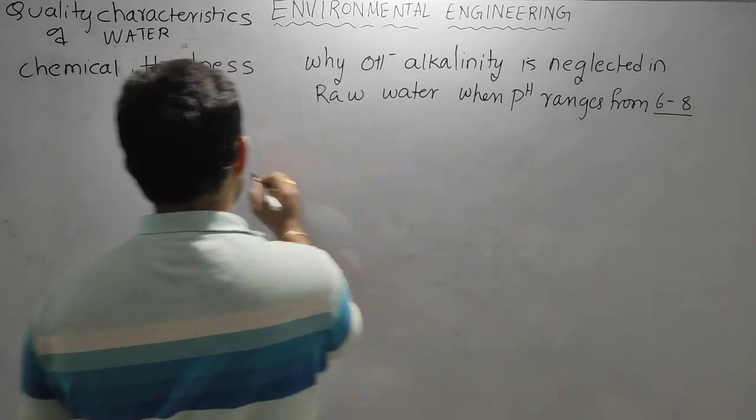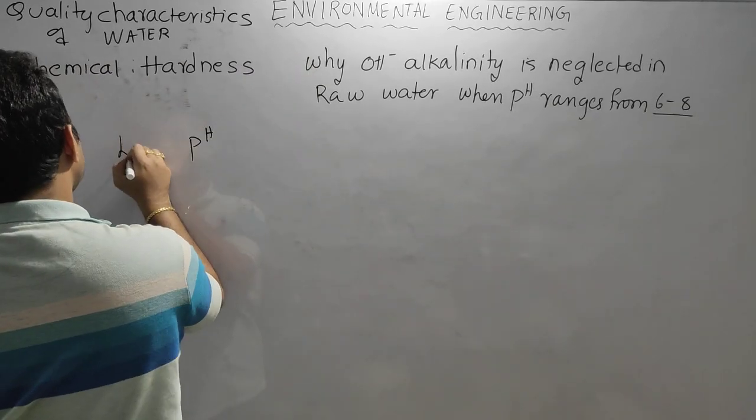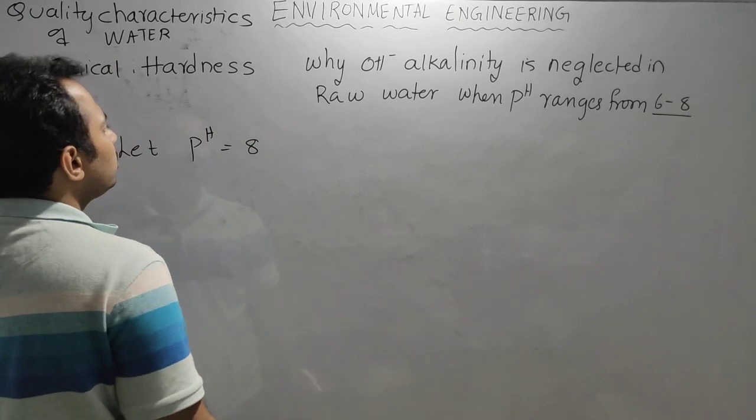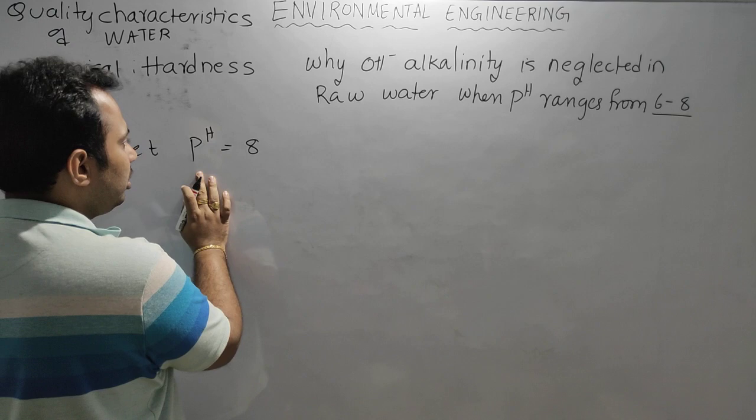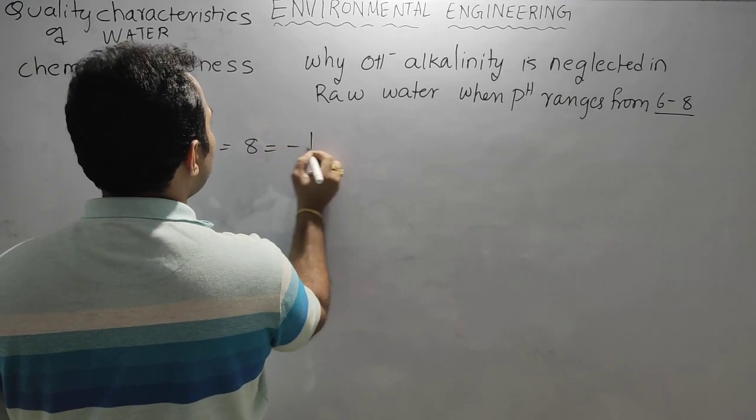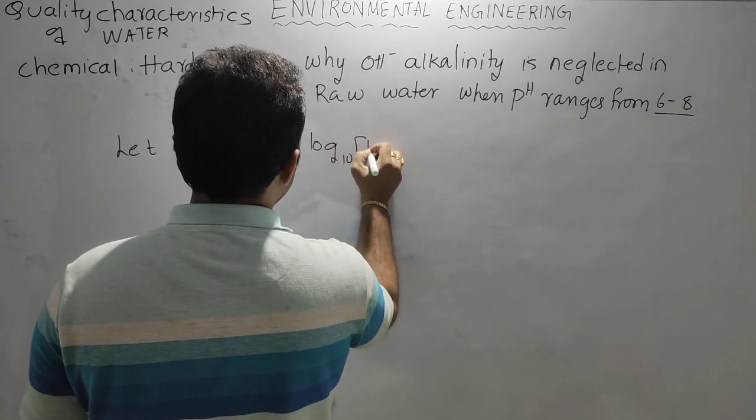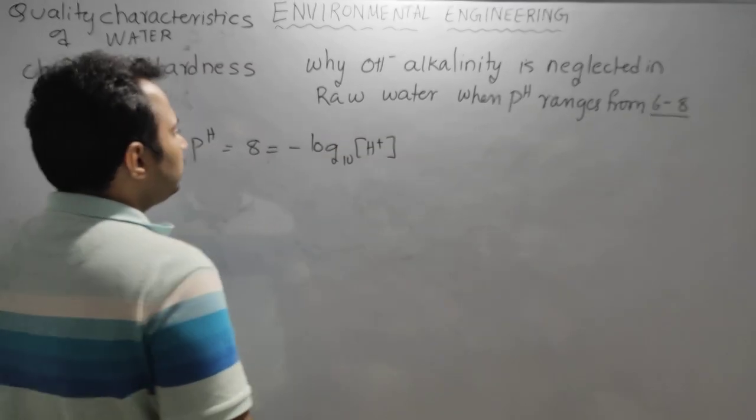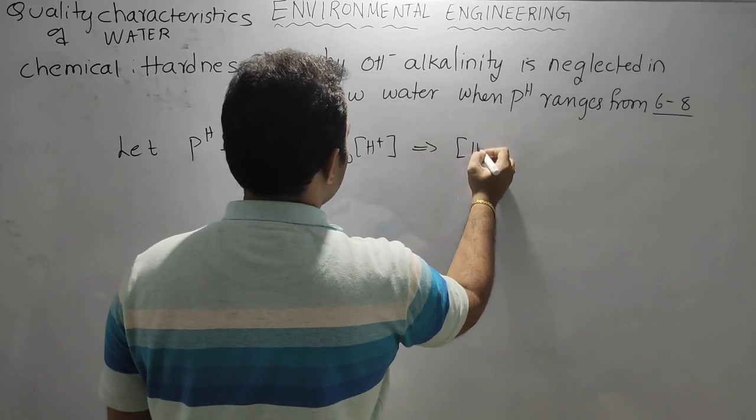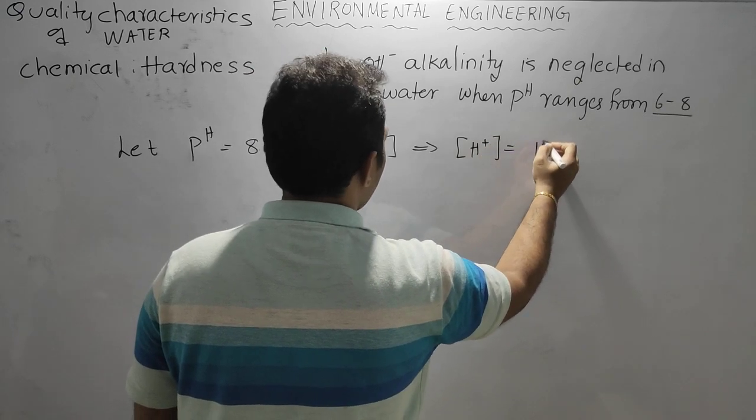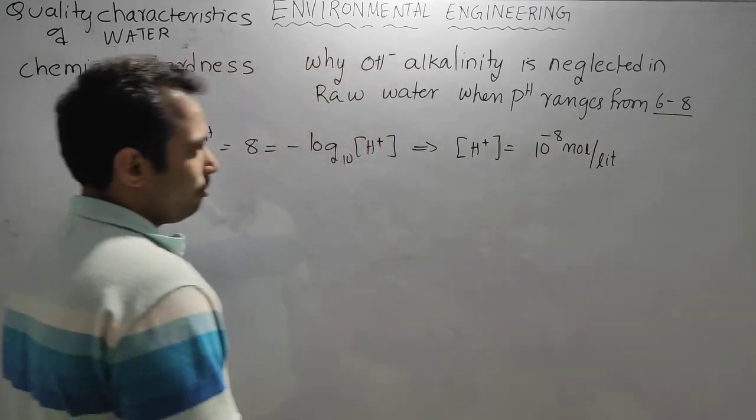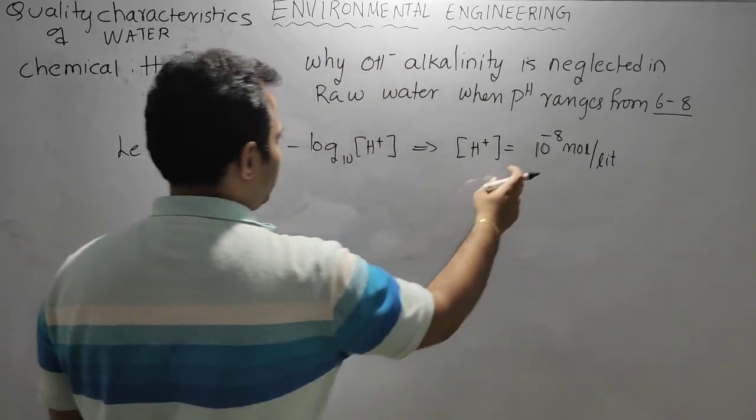So let us take the pH as 8. Let pH be equal to 8. pH equal to 8 means what is the H plus ion concentration here? pH is equal to minus log base 10 of H plus ion concentration, right? So that implies H plus ion concentration is nothing but 10 to the power of minus 8 mole per liter. Now this is the H plus ion concentration.